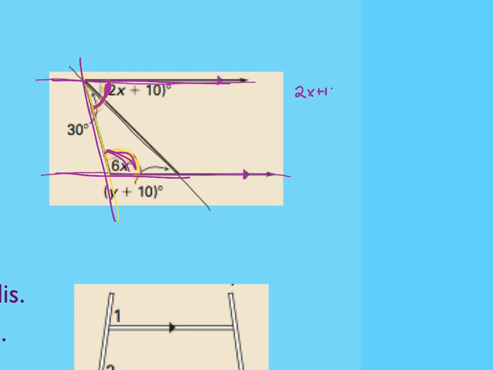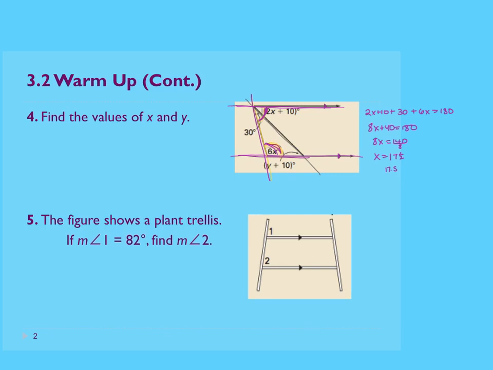So 2x plus 10 plus 30 plus 6x equals 180. 8x plus 40 equals 180. 8x equals 140, and x equals, divide that by 8. Should I do that right? Yeah. 17 and then 0.5. Can we do decimal? Sure. 17.5. Same thing. Yep. Okay. That's for x, right? That was x.